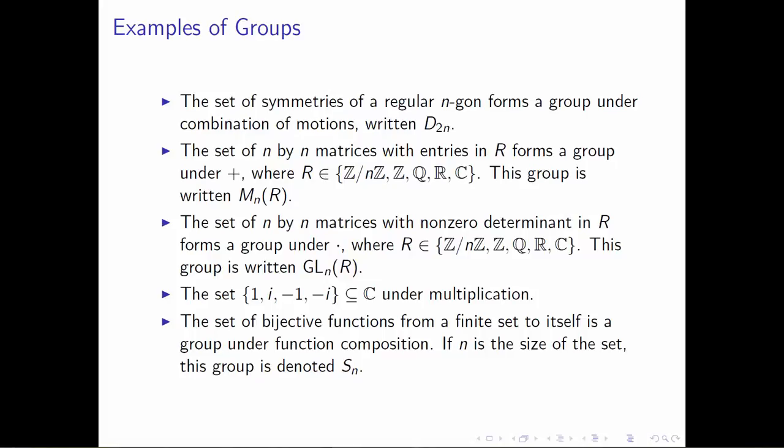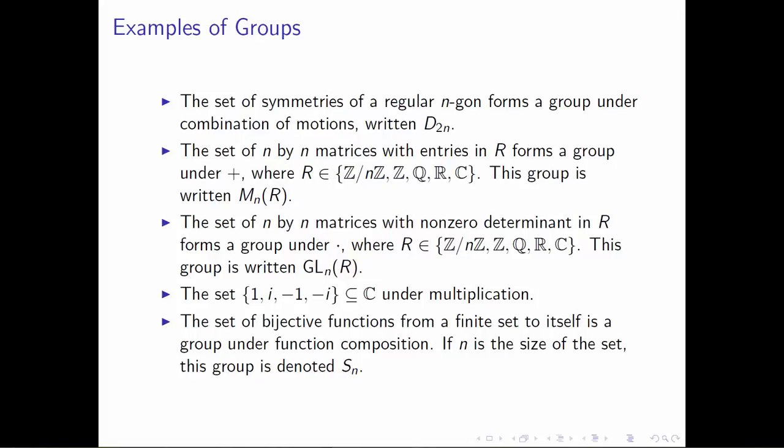Something that will be very important to us as we progress in abstract algebra is that if n happens to be the size of this finite set, then this set of bijective functions from a set of size n to itself under function composition is denoted by S_n. It's called the symmetric group on n letters, so S for symmetric group. What is going to be your identity function? Since this is kind of a different example, let's talk about that.